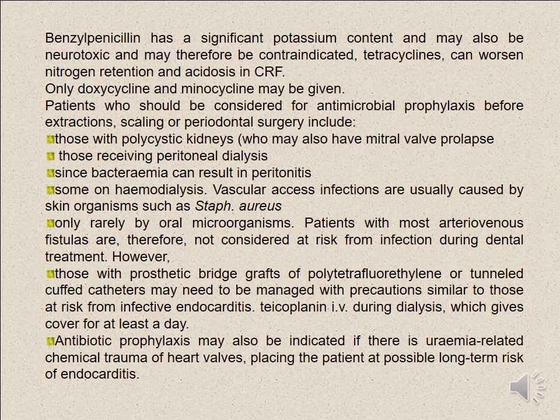Patients who should be considered for antimicrobial prophylaxis before extraction, scaling or periodontal surgery include those with polycystic kidney, who may also have mitral valve prolapse, and those receiving peritoneal dialysis, since bacteremia can result in peritonitis. Some on hemodialysis have vascular access infections, which are usually caused by skin organisms such as Staphylococcus aureus, only rarely by oral microorganisms. Patients with most arteriovenous fistulae are therefore not considered at risk from infection during dental treatment.